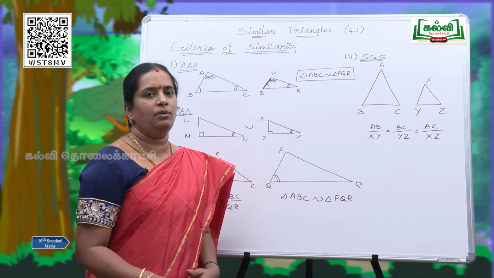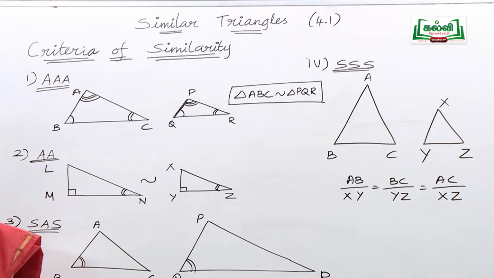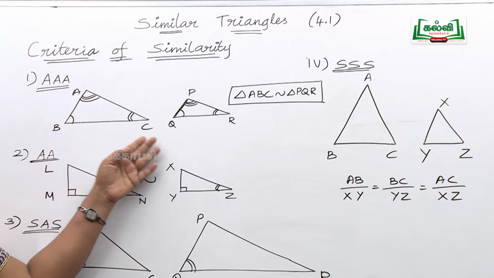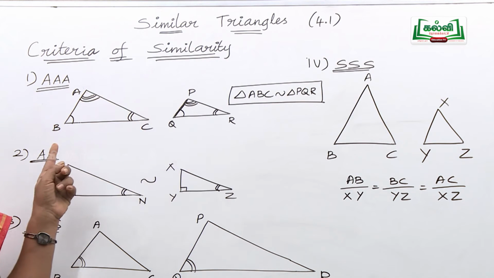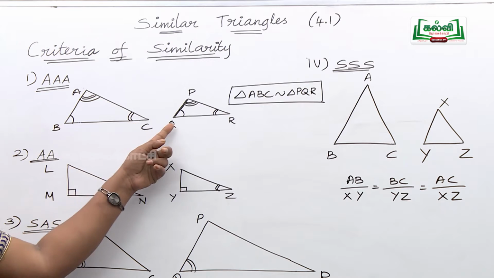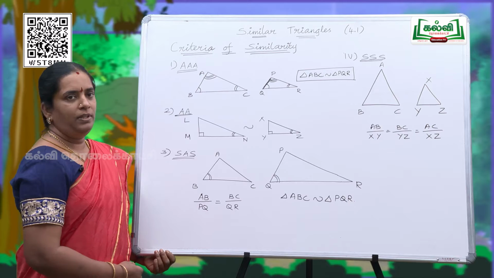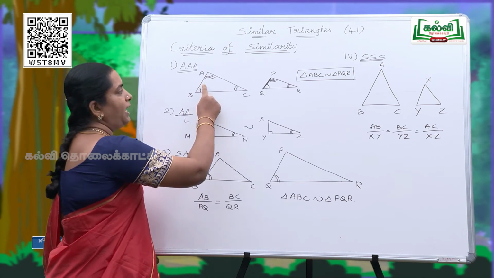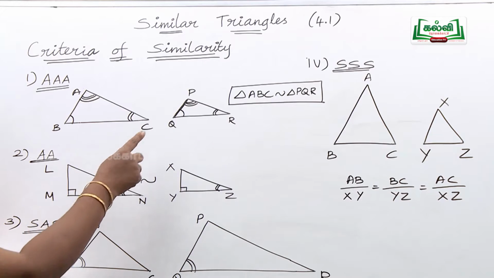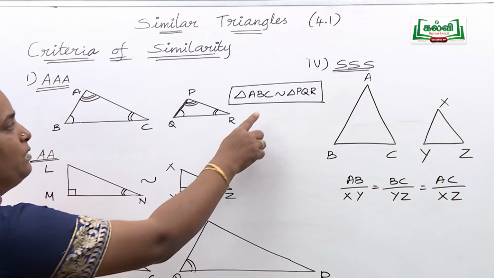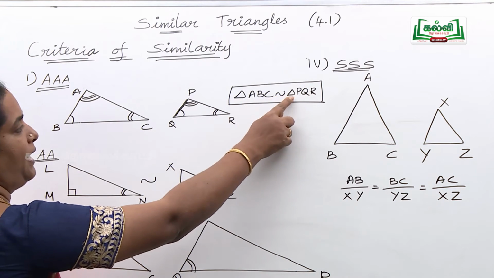The first criterion goes as AAA, that is angle criteria. See these two triangles ABC and PQR. See, angle A and angle P are equal and angle B and angle Q are equal. Simultaneously angle C and angle R are equal. So in these two triangles the angles are respectively equal. So we can say that these two triangles are similar. The symbol we use for similar is this. So triangle ABC is similar to triangle PQR.